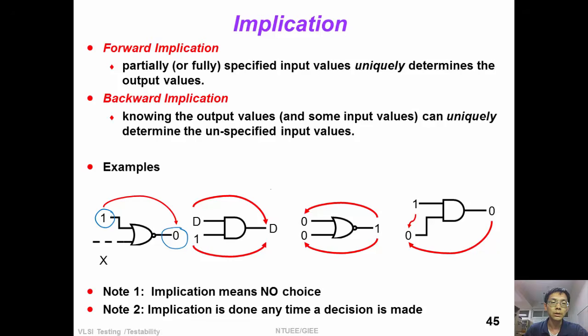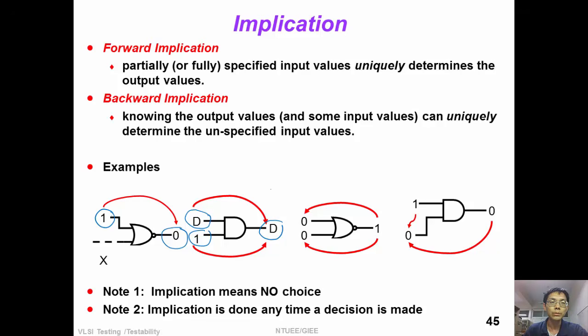For another example, suppose one of the inputs is D, the other input is 1, and the output of this AND gate is D. These 2 cases are forward implication.